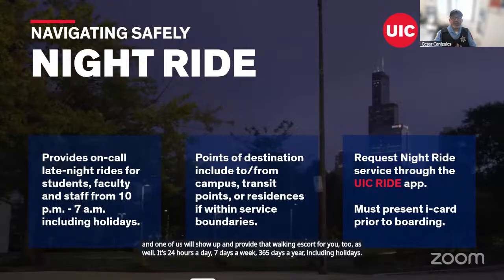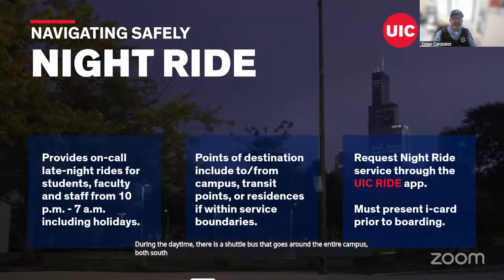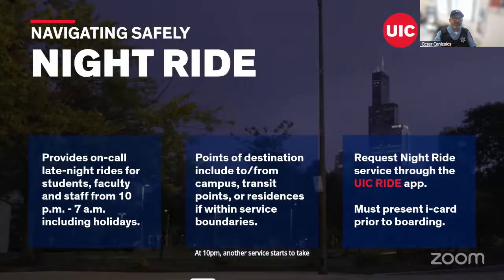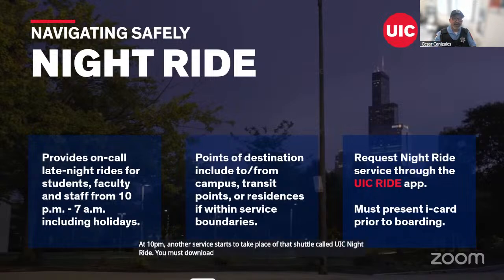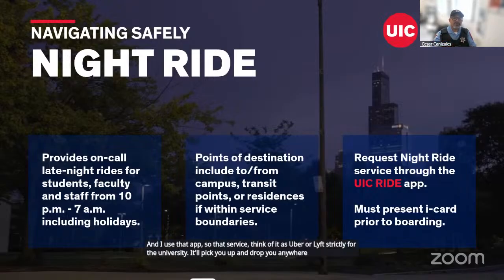During the daytime, there is a shuttle bus that goes around the entire campus, both south, east, and west campus. Usually their service is from 7 a.m. all the way to 11 p.m. At 10 p.m., another service takes the place of that shuttle, called UIC Night Ride. You must download the UIC Ride app, register through there, and use that app. Think of it as Uber or Lyft strictly for the university. It'll pick you up and drop you anywhere within the parameters that they have set.